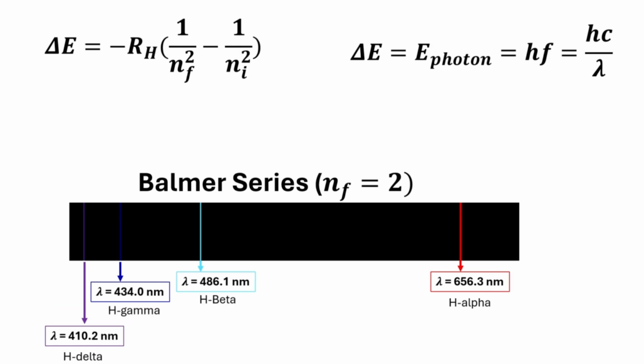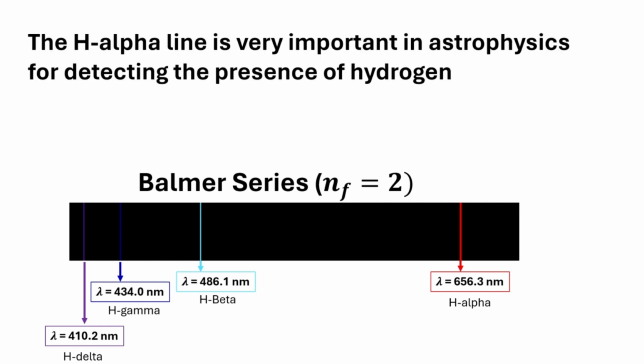The first transition line is called the H alpha line and is red. The second spectral line is a light blue line called the H beta line, while the third line is a darker blue called the H gamma line, and the fourth visible line is the purple line called the H delta line. These emission lines have many uses, such as in astrophysics, where these emission lines, particularly the H alpha line, are very crucial for detecting hydrogen.